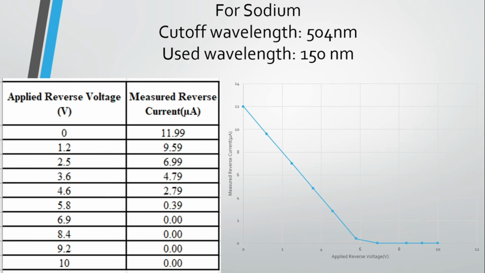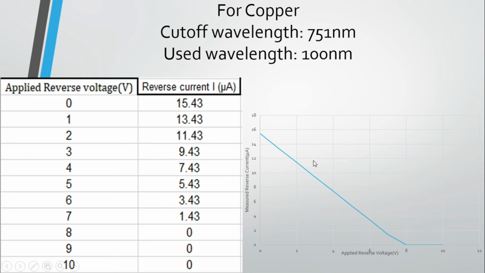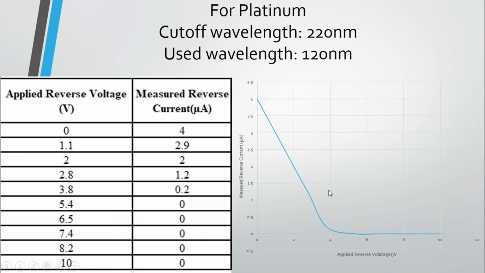Let's look at the data we have gathered. As you can see, as reverse voltage increases, current decreases, and after a certain value known as the stopping potential, current becomes zero. Here for sodium, we can see the stopping potential is somewhere around 5.8 to 6.9, because during this interval the photocurrent is becoming zero, and we can see it from the graph also. We can see a similar trend for zinc, for copper, and for platinum.